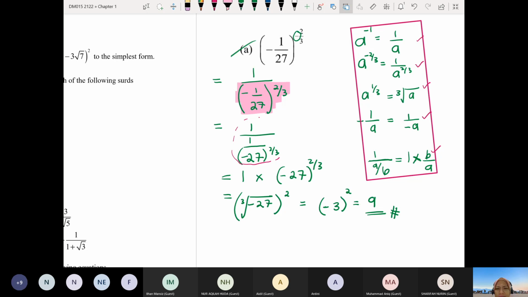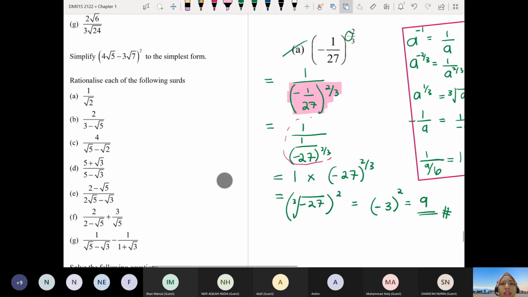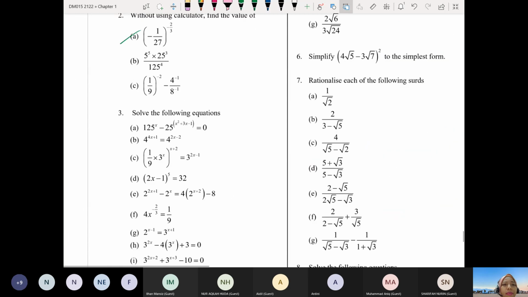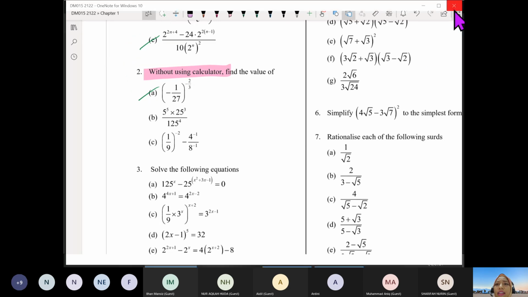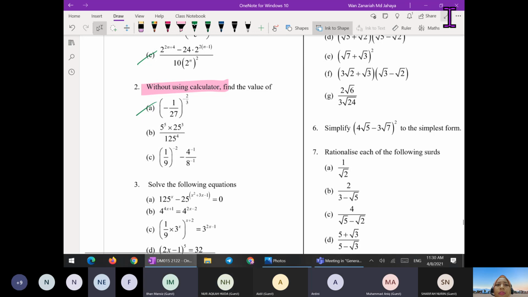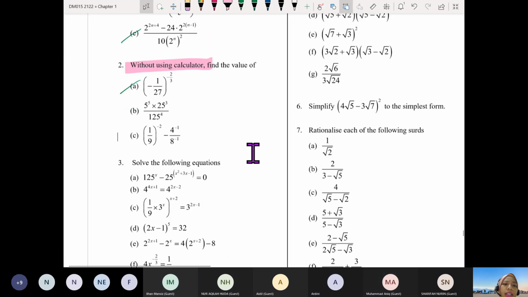So we learn as best as we can menggunakan all the properties. Okay, lagi. Next question. Oh yes, and plus dia dah kata without using calculator sayang. So memang you tak boleh guna calculator, you only can use calculator to check your answer. Bukan untuk ni. You all nampak share screen I ke tak sebenarnya sekarang? Nampak. Alright, next question.